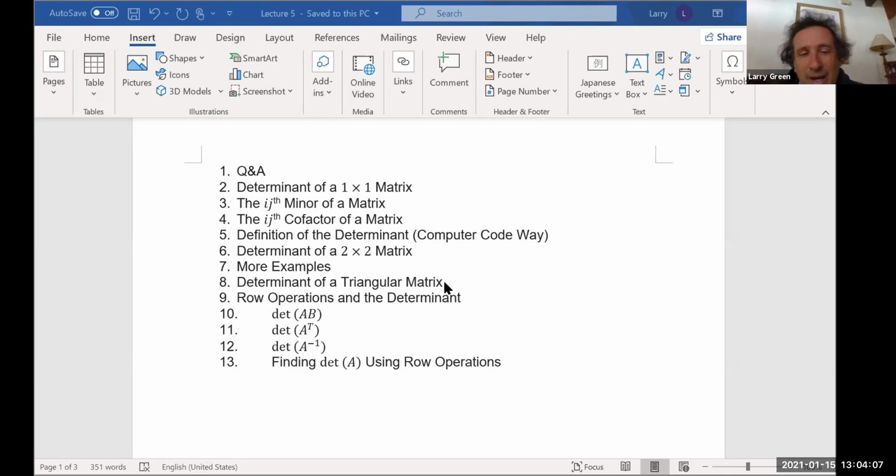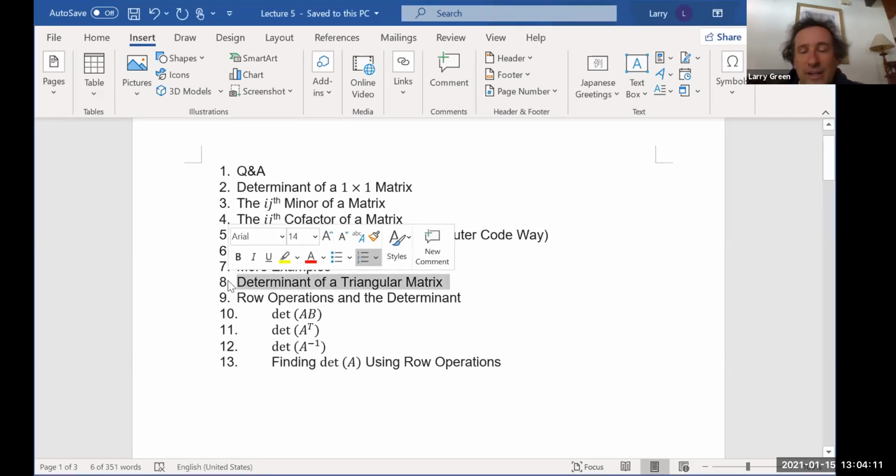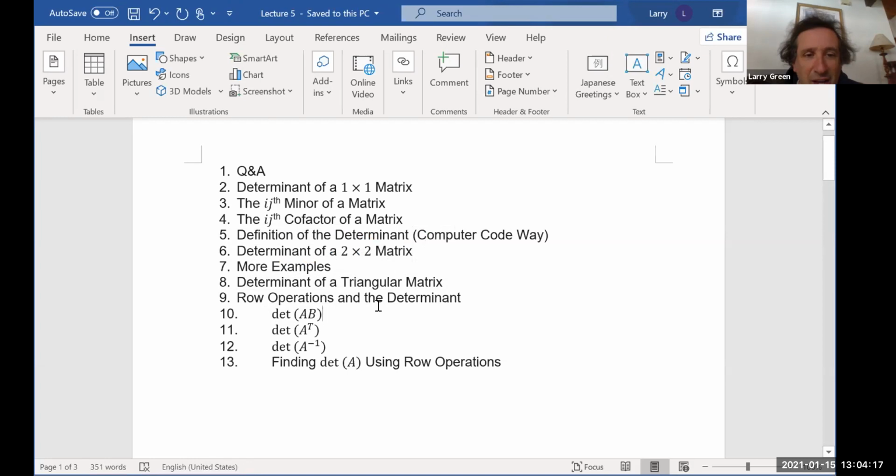Then we'll talk about if you have a triangular matrix, and I'll define triangular matrix. It turns out the determinant is really easy and you'll like it. Then we'll talk about, well, if we have a matrix and we know its determinant and we do a row operation to it, how does that change the determinant for each of the 3 row operations?